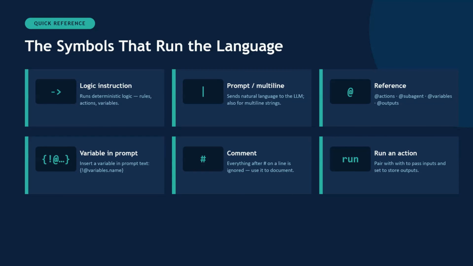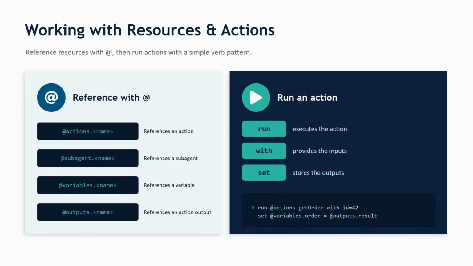Hash is used to comment any line. If you want to add a comment at the script level, you can use hash. And then run is used to execute any action, like Apex, flow, prompt. So we will see all this in detail, but I'm just giving you a high level view of what we are going to use in our script and what all this means.